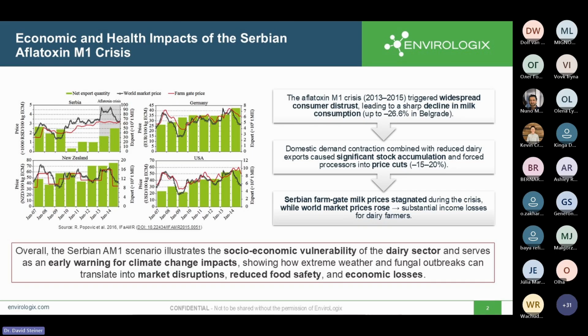So climate extremes and fungal outbreaks don't just threaten food safety, they can really trigger market disruptions and major income losses. And it was one of the first clear signals in Europe, I would say, that climate change is not a far-off problem. It's already reshaping both food safety on the one side and economic stability on the other side.